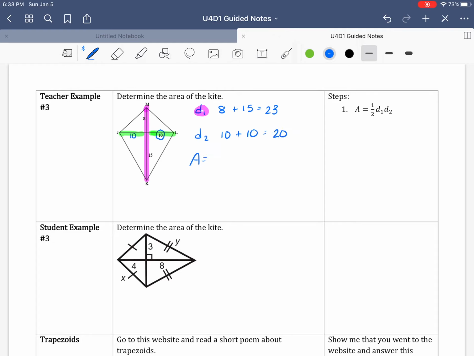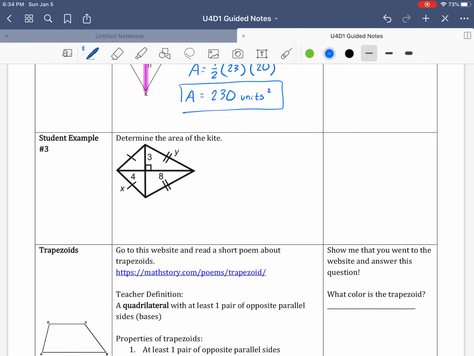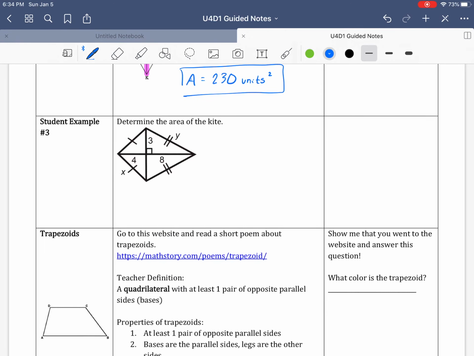So area equals 1/2 times 23 times 20, and you get 230. Here, we actually don't have any units, so we'll just write units squared. So take a little bit of time and try student example number 3.